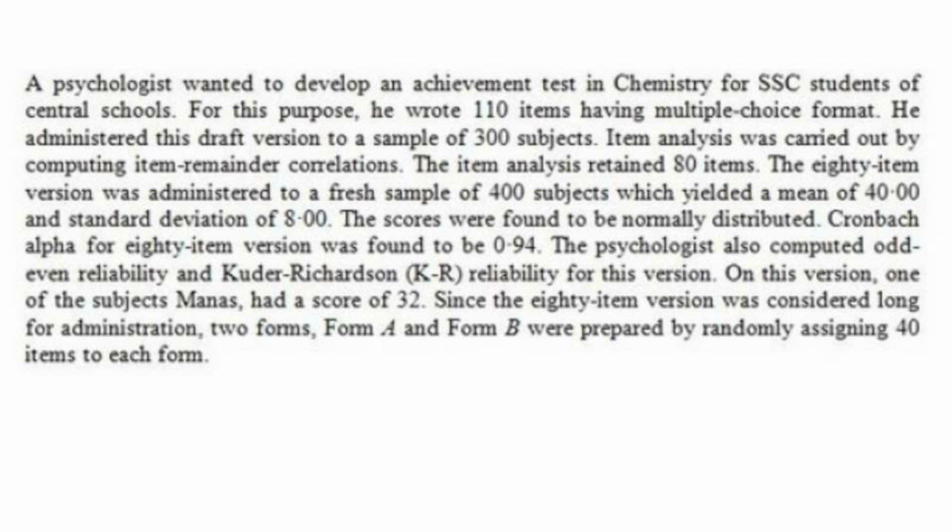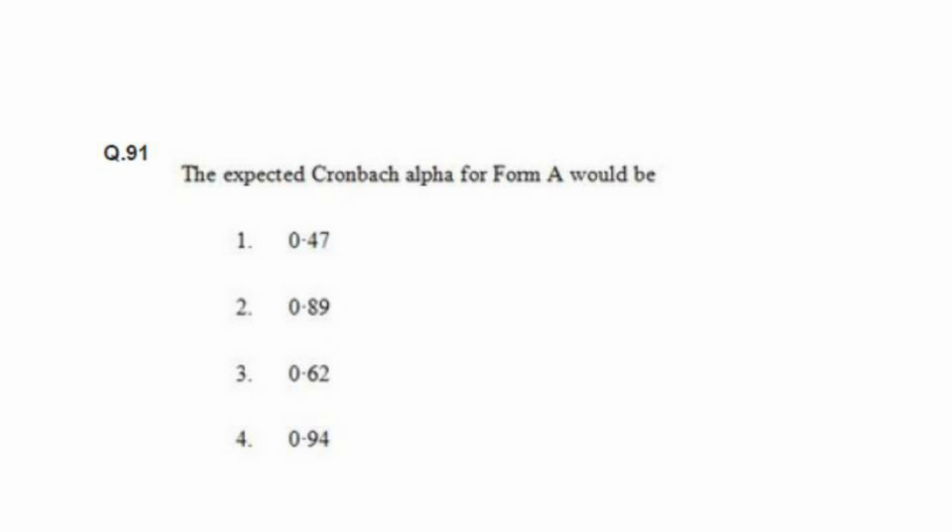Since the 80 item version was considered long for administration, two forms, form A and form B, were prepared by randomly assigning 40 items to each form. So now we have a kind of idea. Now look into the first question.